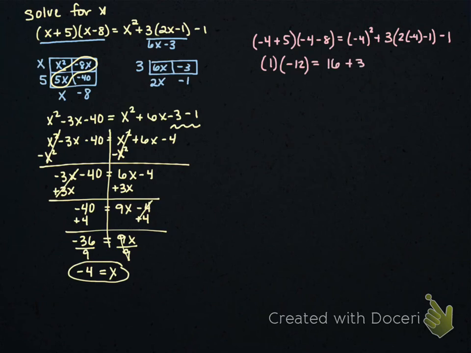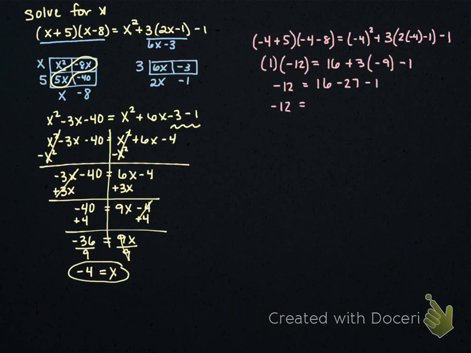We have plus 3 times 2 times negative 4, which is going to give us negative 8. Minus 1 will give us negative 9. Minus 1. Okay. 1 times negative 12 is negative 12. This equals 16. 3 times negative 9 will give us negative 27. Minus 1.